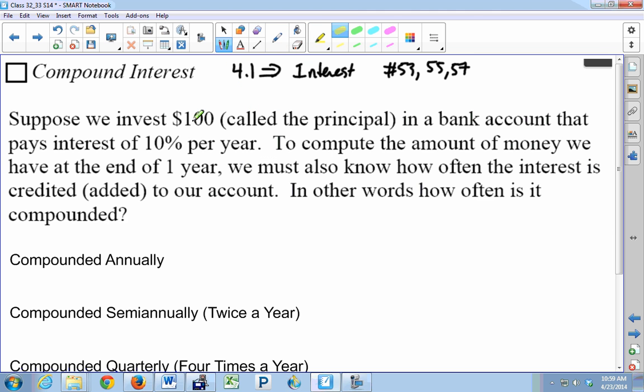So we got $100 and it's called the principal. We use the letter P to denote it. Okay, so P is our principal.